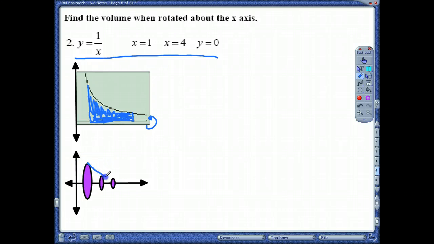So you get a little figure that looks like this. It's kind of like a megaphone, only it's completely solid. So each of these little slices are going to be full-blown circles. And once again, you want to be on this end this time. You want to be on the left end to get the bigger slice. I'm going to pull out that pi. So I still have pi r squared. My radius is going to be that function, 1 over x.